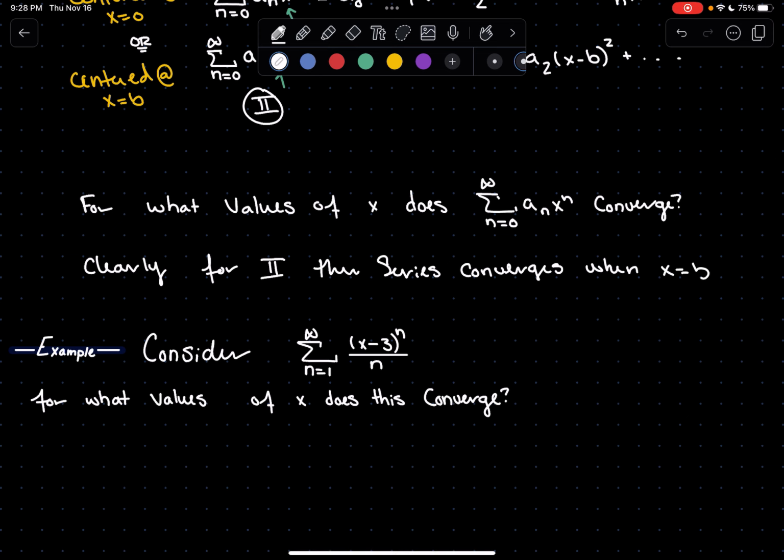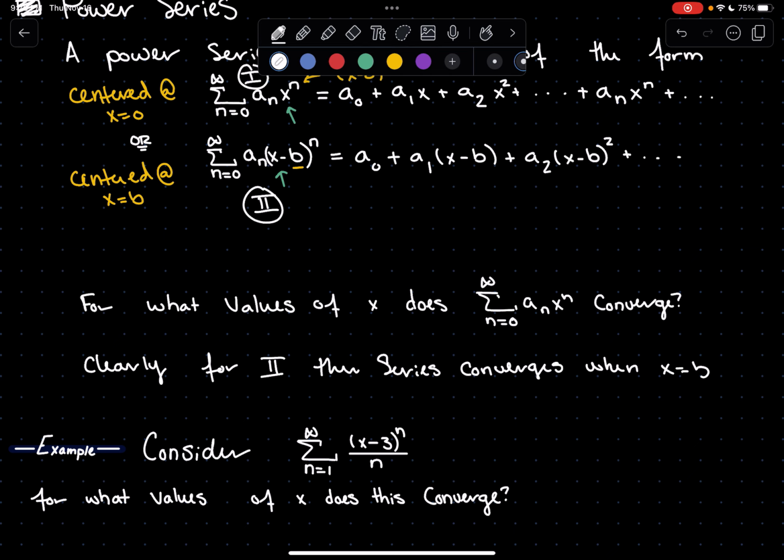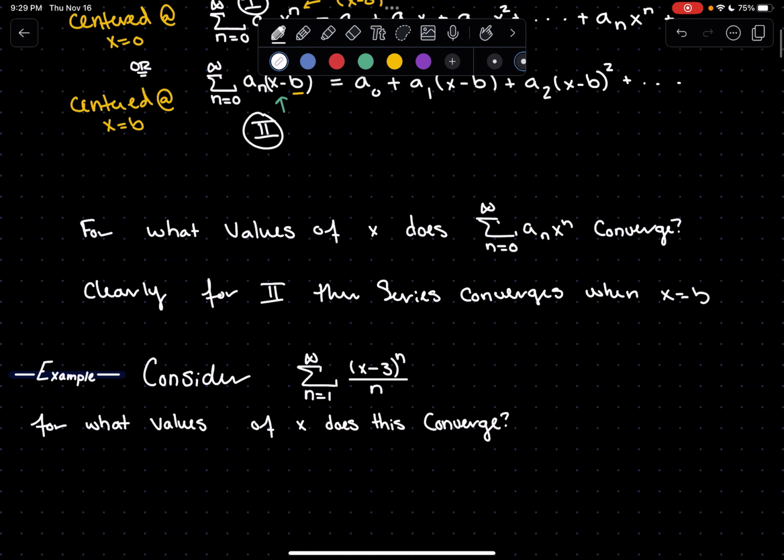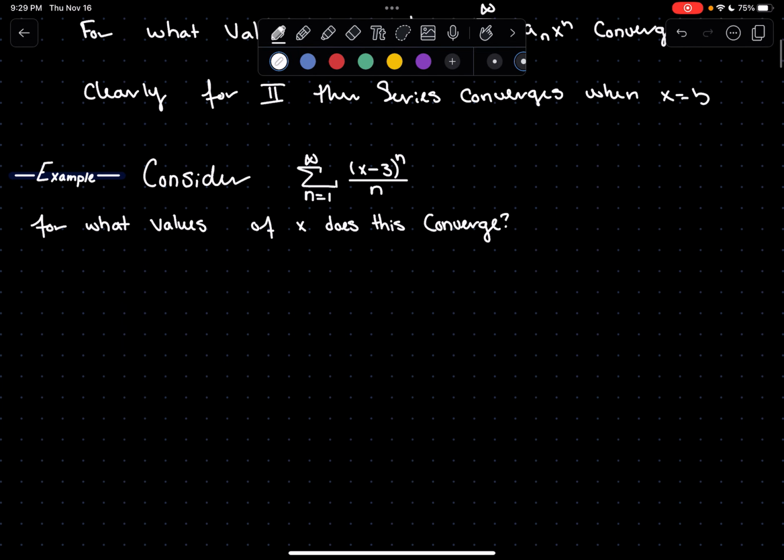Because when x equals b, this series just ends up being the series of zeros, right? It's not very interesting. So cool that it converges at x equals b, but that's not really helpful. So we want to figure out a range of x values that this can possibly converge for, right? It will always converge for x equals b, or in the case of the series centered at 0, x equals 0, because we'll just get the zero series. But we want to be able to look at a larger range of x values for which this converges. So let's do an example and we'll see what I'm talking about, right?